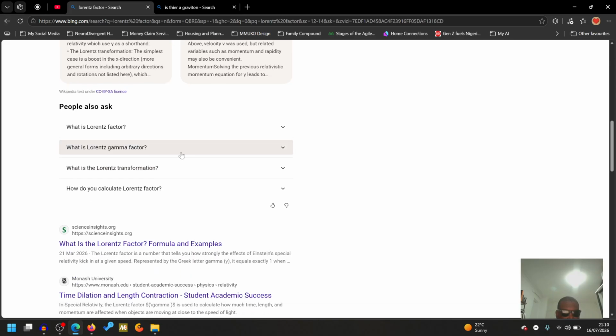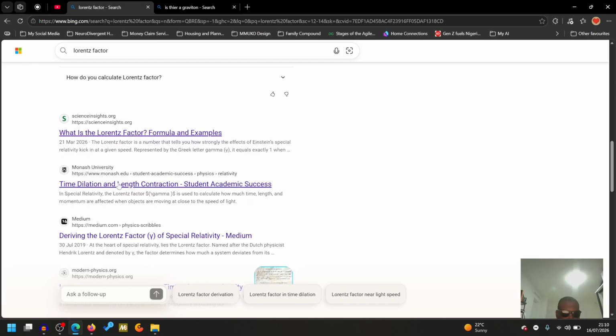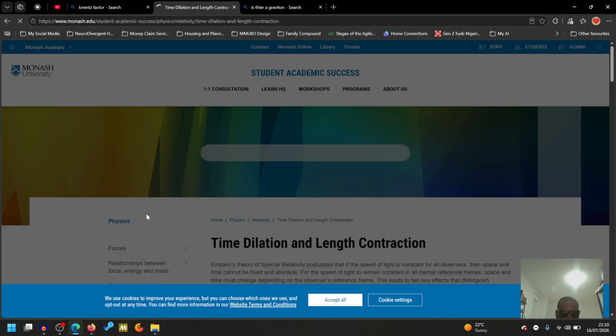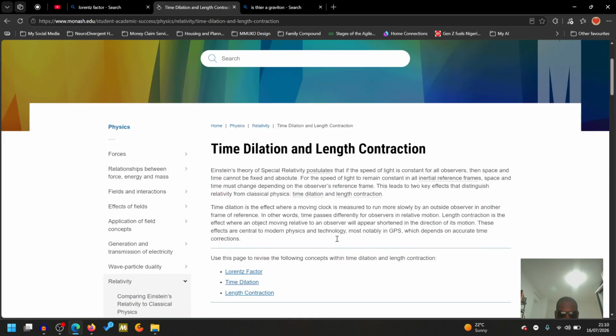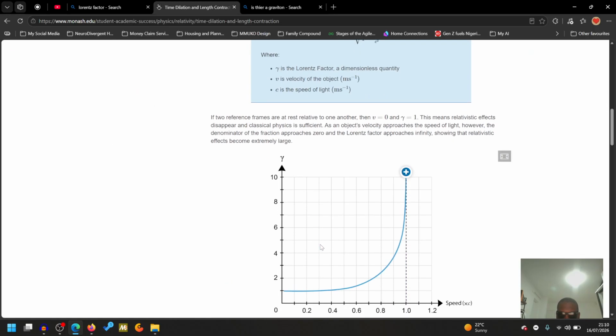Gravity is not faster than light. What we entertain is time dilation and length contraction. I'm looking at these papers, I'm not even reading them. Gamma is the Lorentz factor, v is the velocity of the object, c is the speed of light. So E equals energy equals mass times the speed of light squared. So this is wrong.